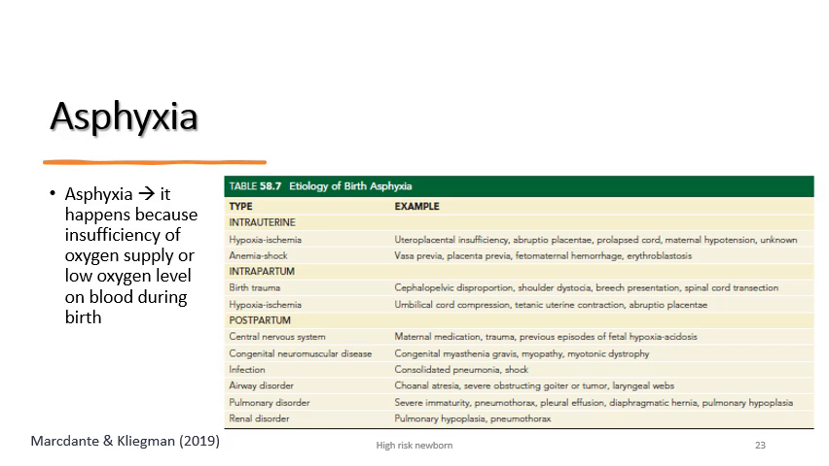Once the baby has been born, postpartum care also can sometimes cause asphyxia, probably if the baby has a central nervous system problem, congenital neuromuscular disease or infection, or simply a disorder of the airway, a disorder of the pulmonary system, and a disorder of the renal system. So these are things that can cause a baby to have asphyxia.